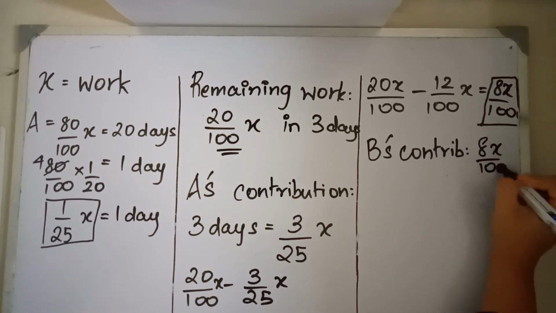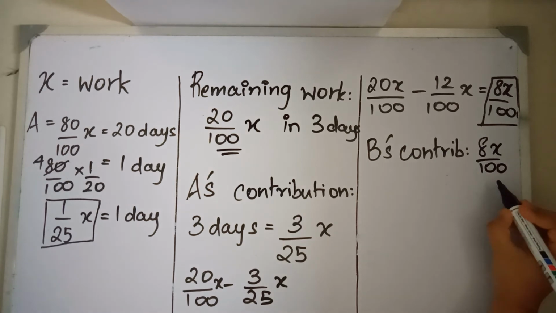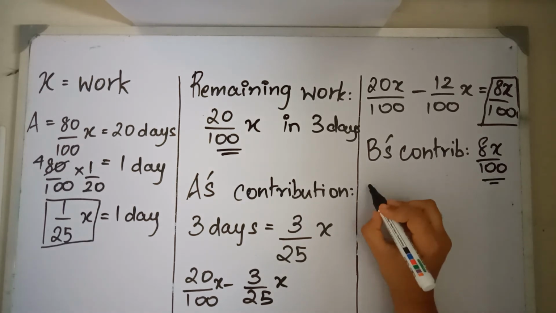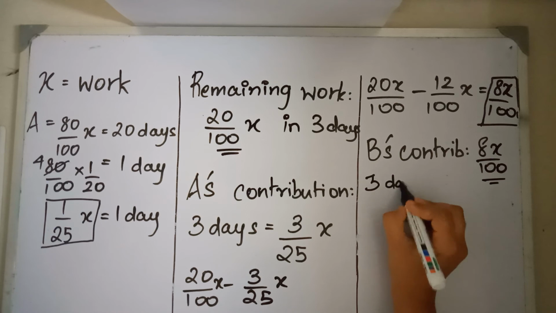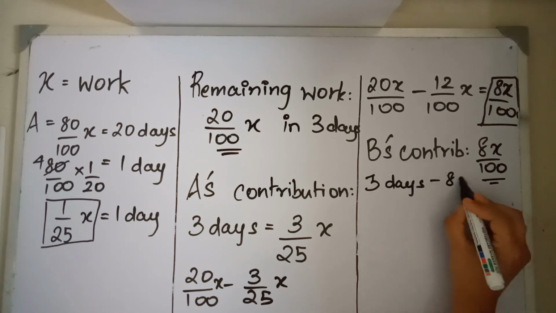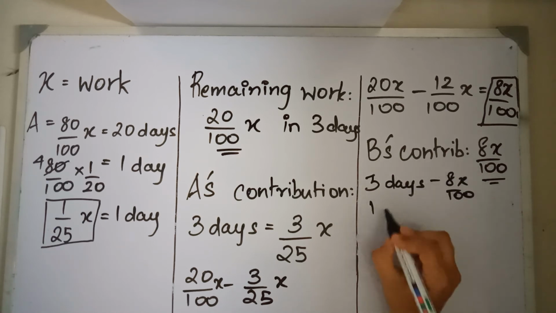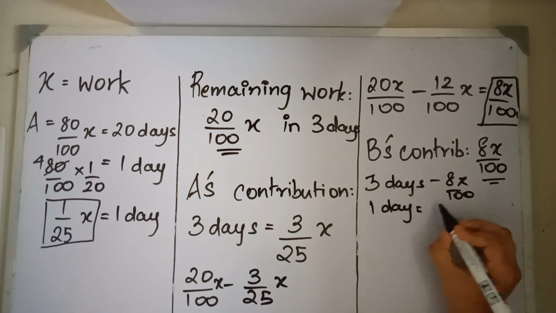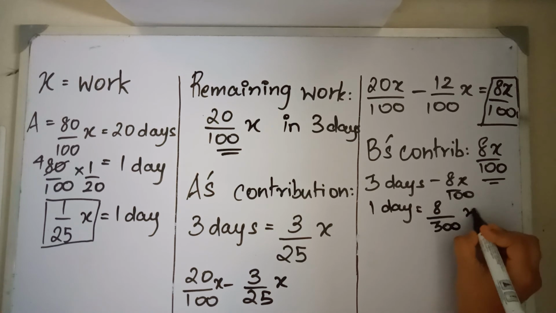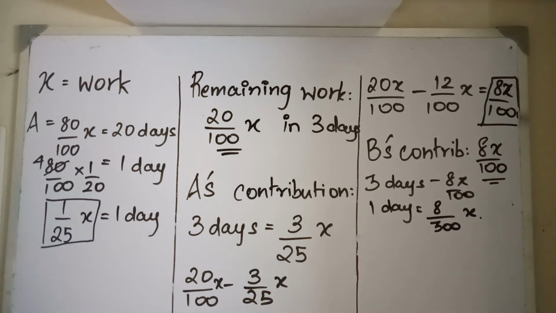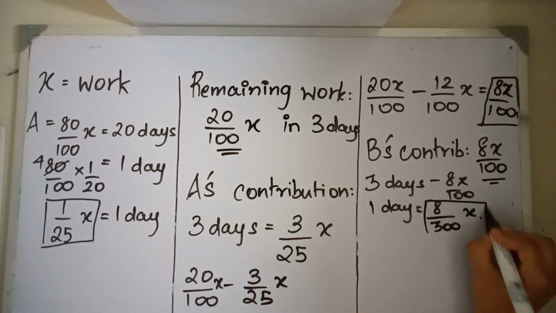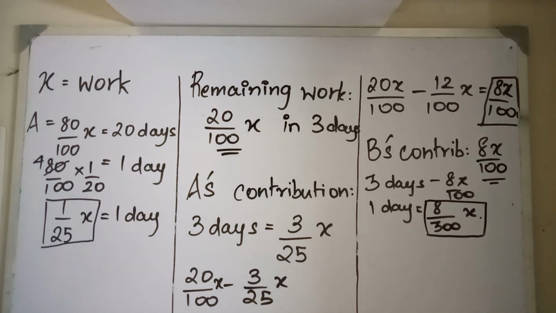8x by 100. Now if this is the work done in 3 days, then in one day B would have done 8 by 300 of the work. This is B's contribution in one day. Now that we have found out the amount of work that B does in one day, we can find out the number of days it takes.